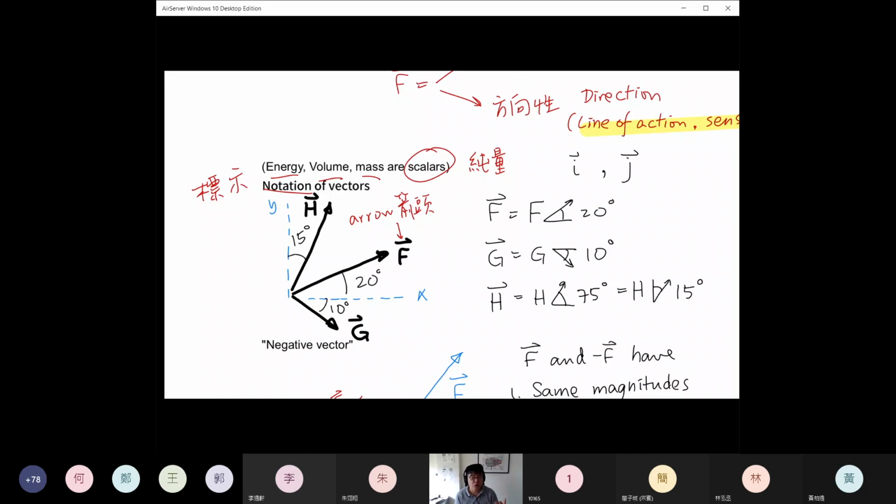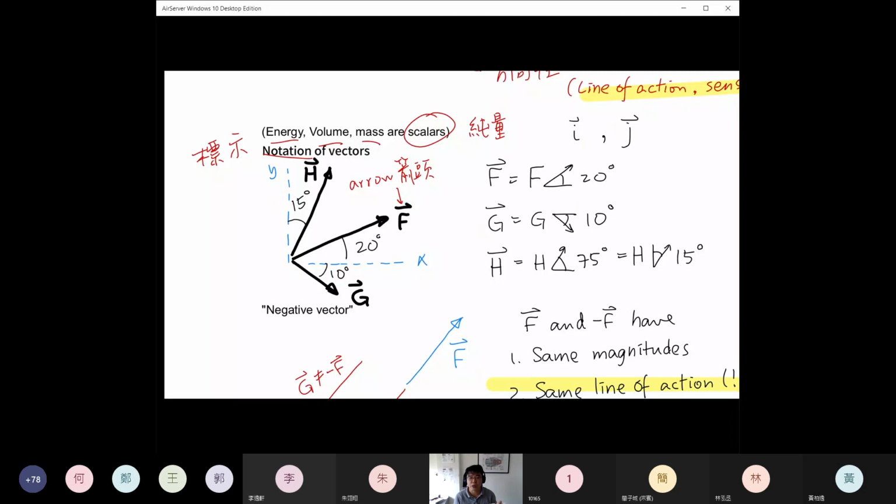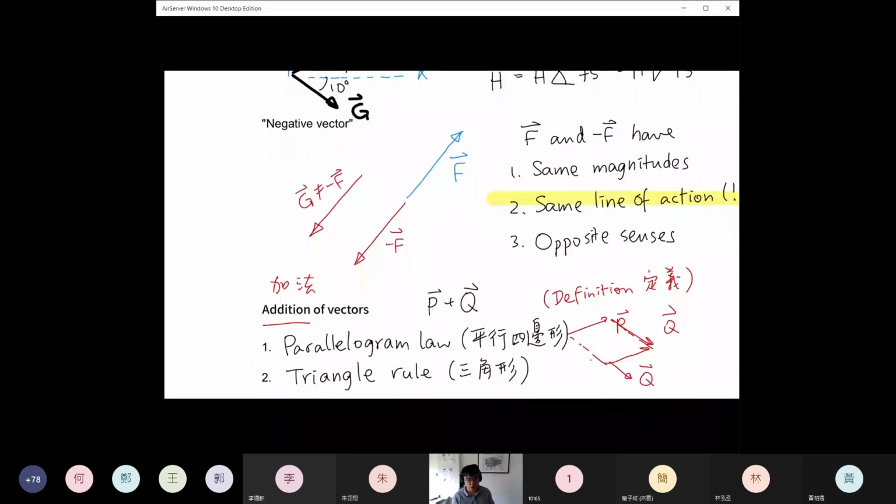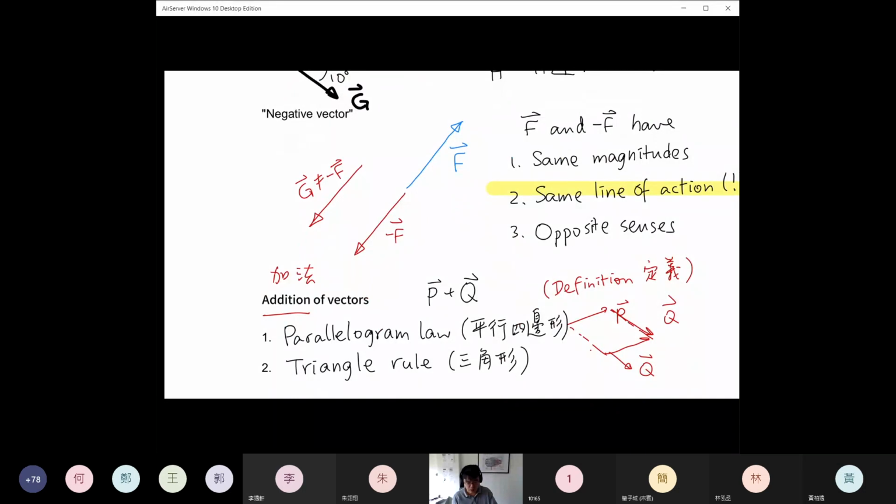So this is how we should write vectors, especially for some professors who like you writing it in this way. And we talked about negative vectors. A negative vector, of course, has the same magnitude, and they have opposite directions, but the key point is they have the same line of action. Is that okay? So they have the same line of action.